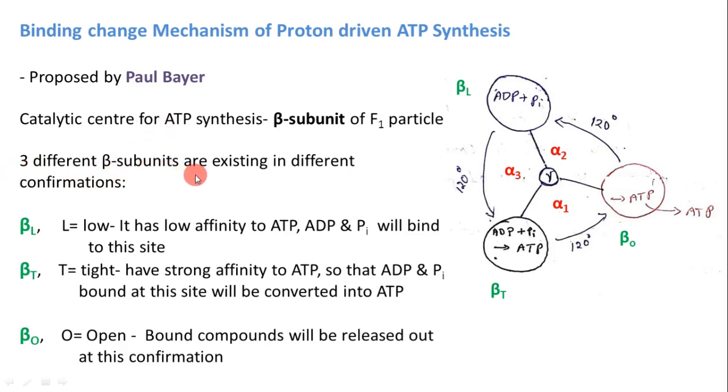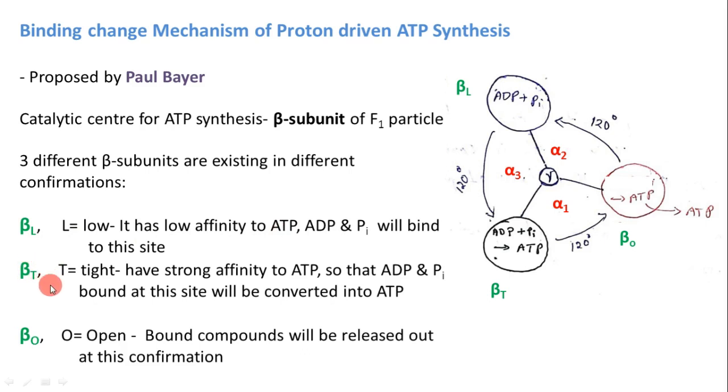The three different beta subunits exist in different conformations. All the three beta subunits are not alike. They differ in their conformations. They exist in three different conformations. They are called beta L, beta T, and beta O. Beta L, here the L represents low. That means it has low affinity to ATP, and ADP and inorganic phosphate will bind to this site. It has low affinity to ATP, but it has affinity towards ADP and inorganic phosphate. Thereby, ADP and inorganic phosphate will bind to the site, but the ATP cannot bind at the beta L site. So L represents low, that means it has low affinity to ATP.